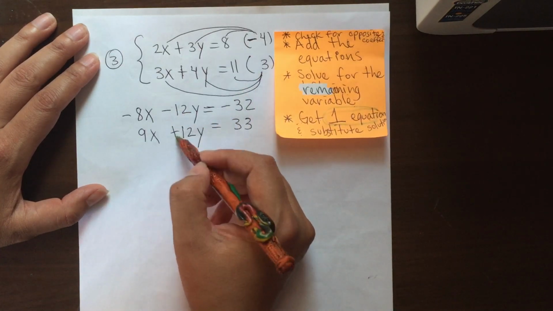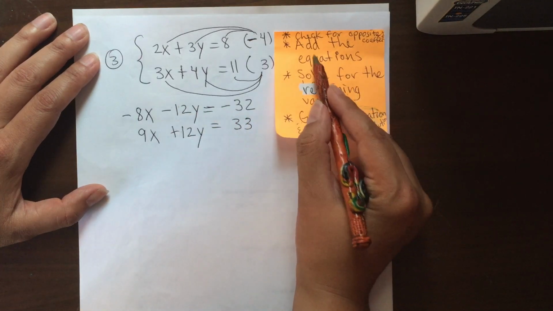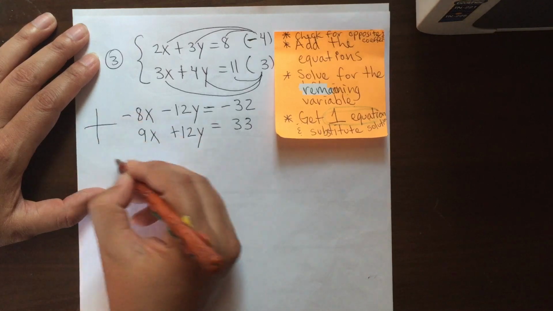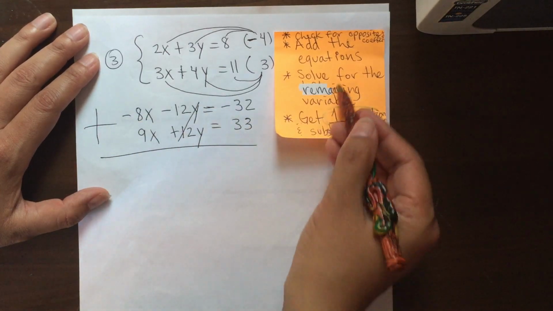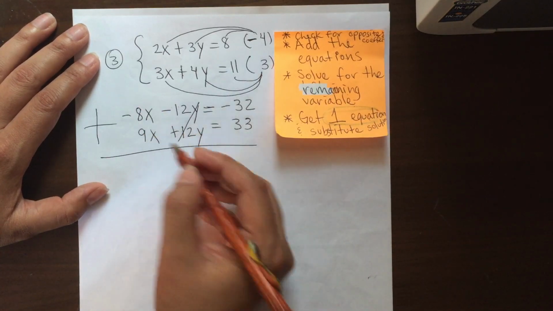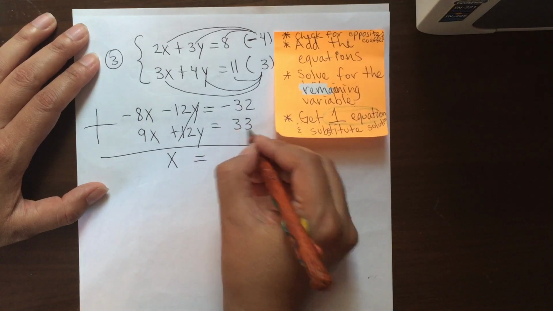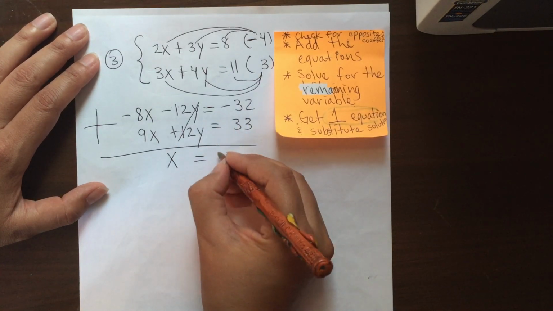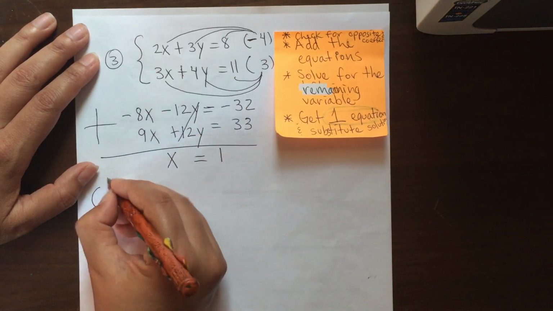So now that I have opposites, I'm able to add the equations, and that's going to eliminate my y, and I can solve for x now, because negative 8x plus 9x is equal to x. Negative 32 plus 33 is equal to 1. So I already have my x, which is 1.